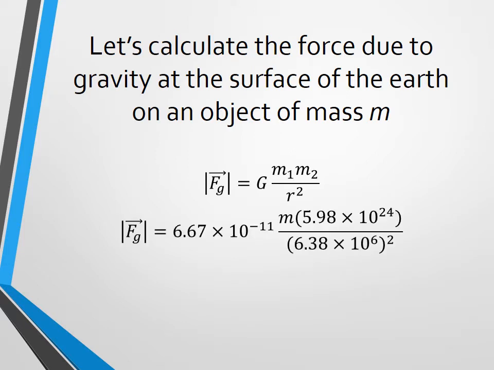And now I'm going to plug in my value for big G, 6.67 times 10 to the negative 11th. I'm going to leave mass 1 as this object of mass m that we don't know. The second number on that line is 5.98 times 10 to the 24th. That's roughly the mass of the Earth in kilograms. The denominator, 6.38 times 10 to the 6th squared, is the radius of the Earth plugged in and then squared.